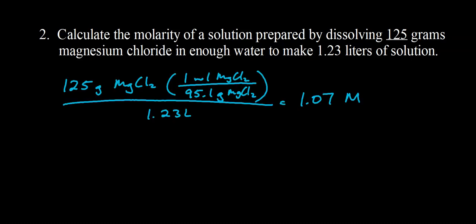So here's our setup. I just did it all in one shot. If you broke it up into two steps, found moles first, that's fine. Ultimately, you should get 1.07 molar as your answer. Let's take a look at another example.